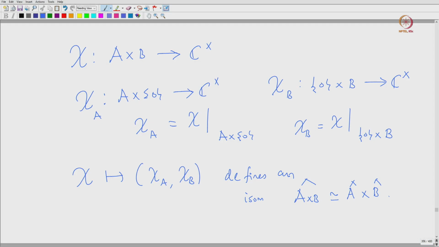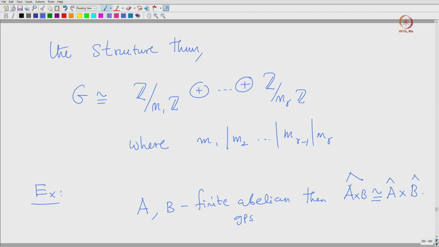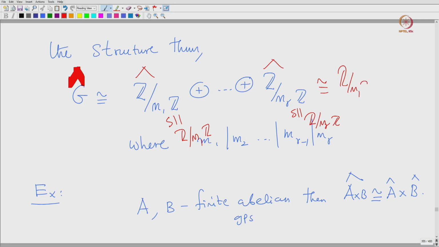Now if we put back together the structure theorem, you can see that the dual, G hat, is going to be the product of the duals, but we already know that individually these are isomorphic to Z modulo M1 Z, and so on up to Z modulo Mr Z. So, in particular this is isomorphic to Z modulo M1 Z cross, etcetera, cross Z modulo Mr Z, which is exactly isomorphic to G.